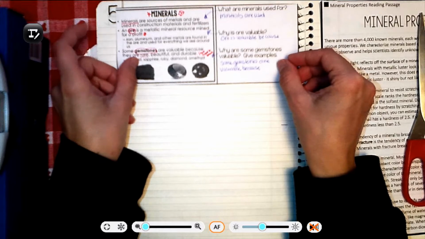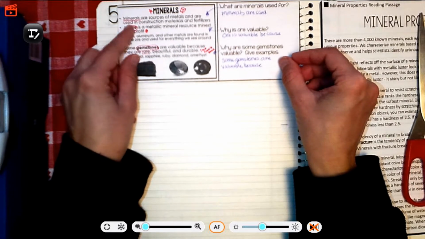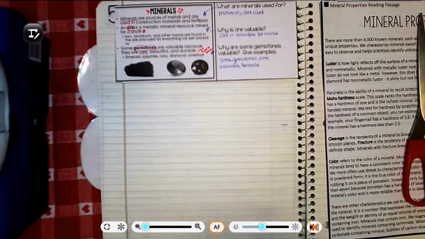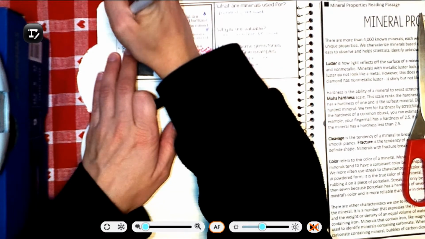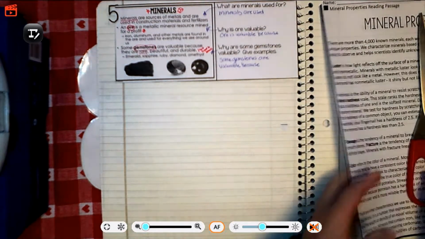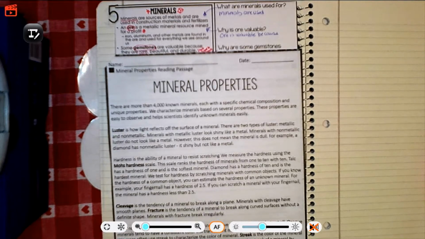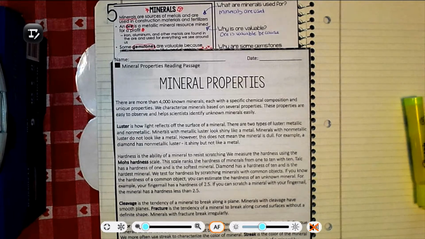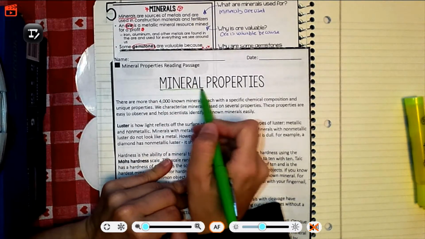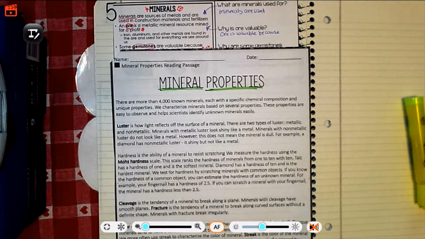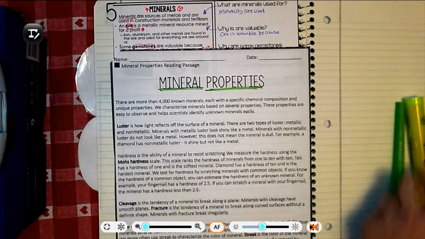I should have written my 5 over a little bit. I'll fix that. 5. There we go. Okay, then you want to get out this guy. And you're going to want a highlighter, something to underline with. Mineral properties. Mineral properties. So what is a property? Remember, that was a characteristic of something.